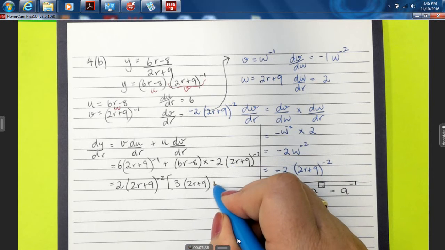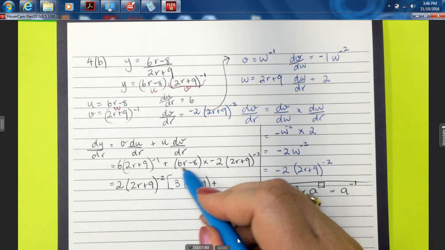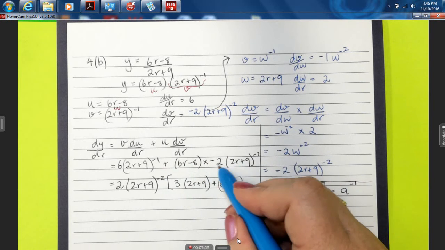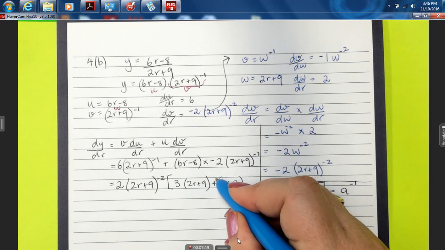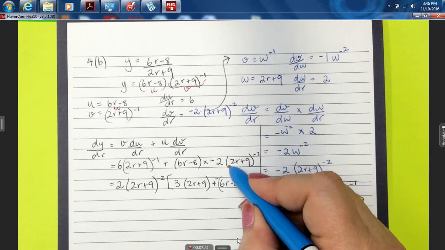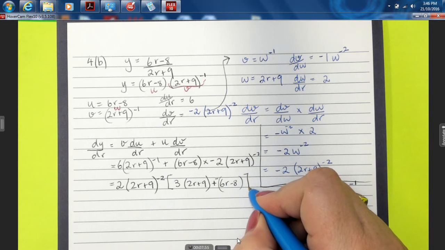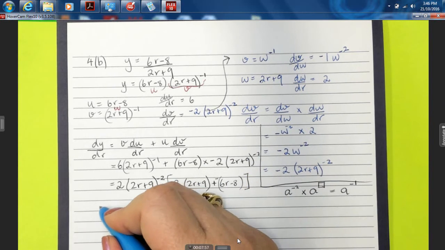Let's continue. We've got a plus. We haven't touched this (6r - 8), so let's touch it now. We still have a negative there that we haven't used, so I'm going to stick that on the front. And the (2r + 9)^-2, we've already counted for that, so we don't need that anymore. Let's go to the next line.